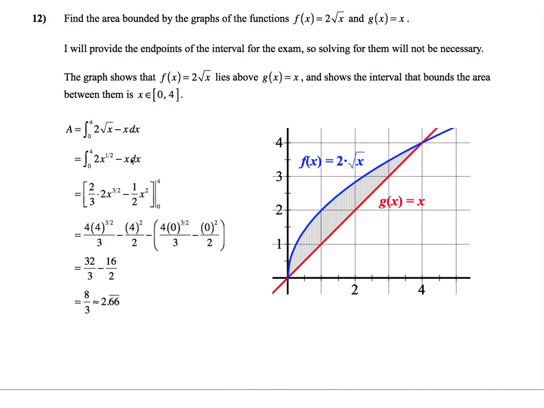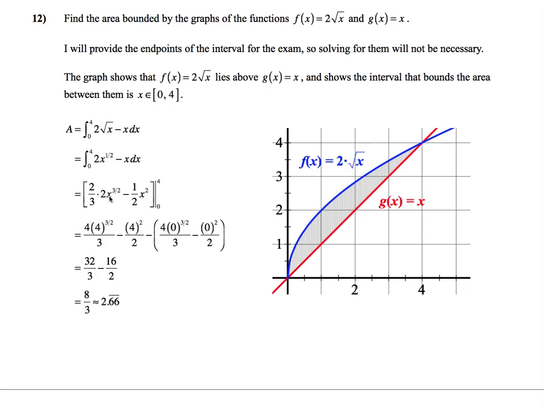Well, x is raised to the first power, we add 1, and so that gives us 2, so this is x squared, and the reciprocal of 2 is 1/2, so this becomes negative 1/2 x squared. This is 2/3 times 2x to the 3/2, which then is 4/3 times x to the 3/2, and we evaluate that at 4.